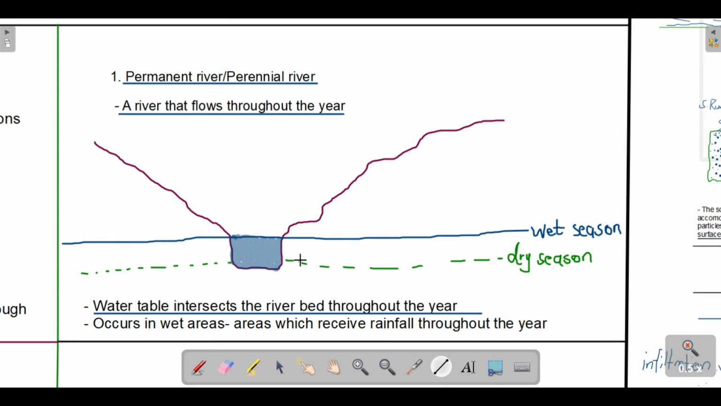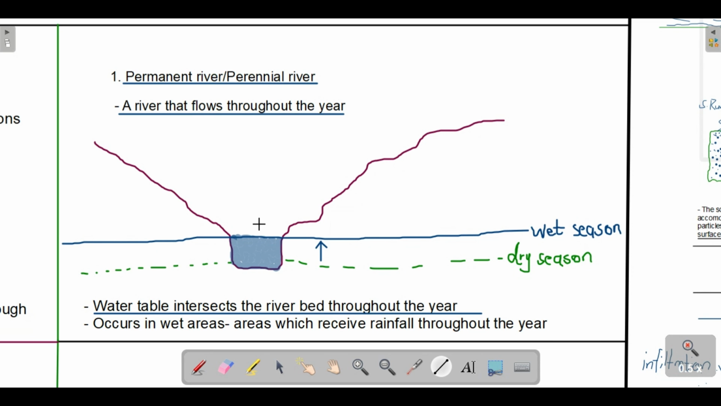So the water table during the dry season is of course low because there's less rainfall. That's why this is low, but it still intersects the riverbed because this is a perennial river. There is a bit of water running there even during the dry season. In the wet season, as you can see, the water table is higher, right? Because it rains a lot, and so this fills up the riverbed during the wet season.